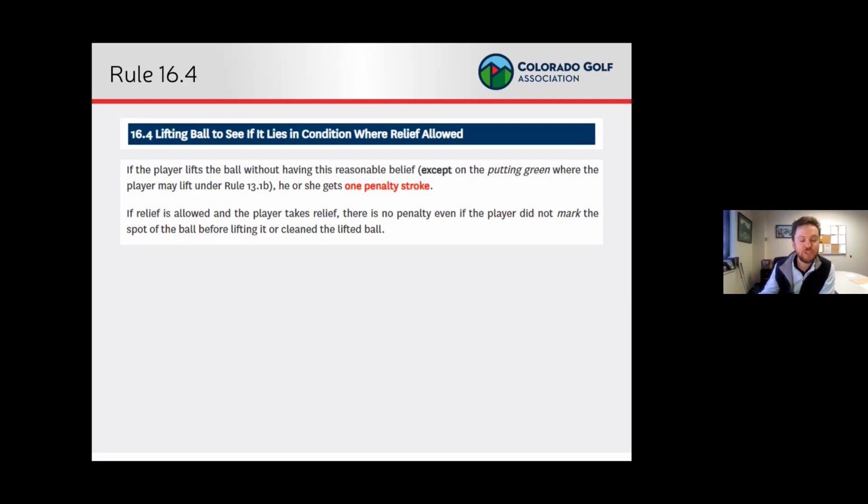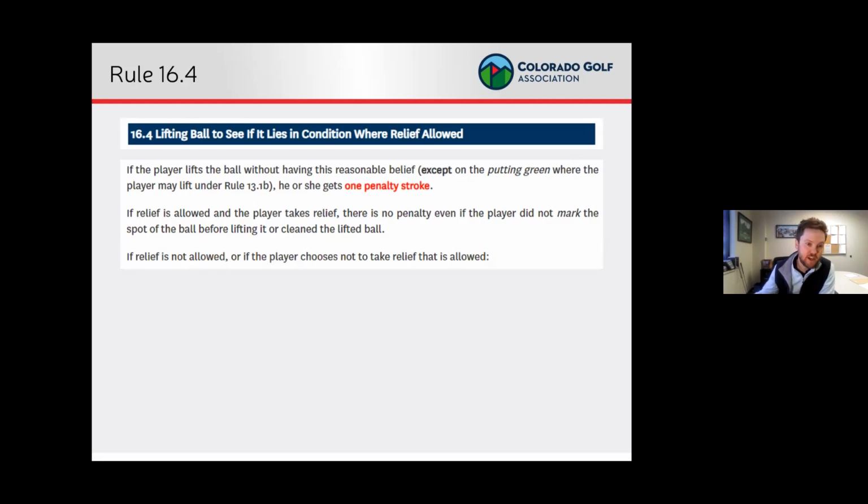Oh, I didn't mark it. That's okay. You don't have to do that. So this is kind of saying, if you didn't mark it or did clean it, you're going to get relief anyway. So you're not going to get penalized for not doing it correctly. The penalty would come if you weren't allowed relief. That ball is not embedded, but you didn't mark it, or you did pick it up and clean it. You're getting that one penalty stroke there.